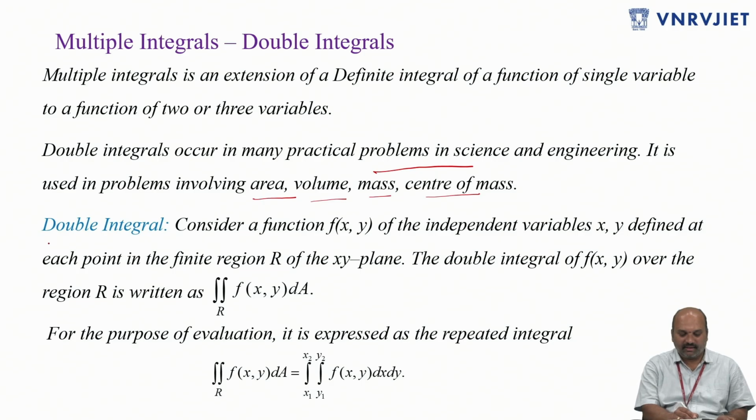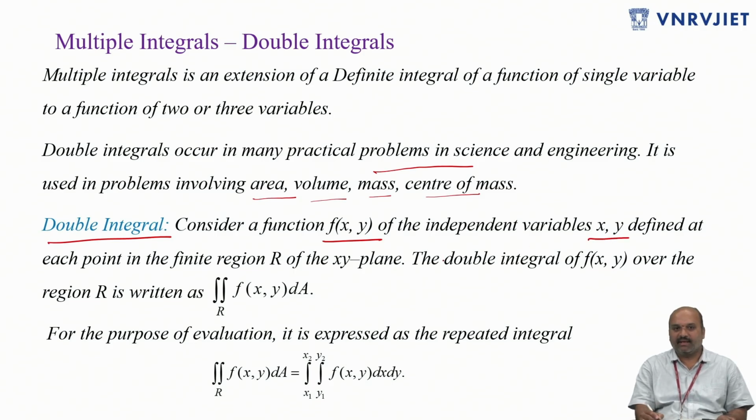See, double integral. Consider a function of 2 variables. F of x comma y is a function of 2 variables which are independent variables x and y, defined at each point in the finite region R of the xy plane. Xy plane means Cartesian plane, complete x-axis, y-axis, 4 quadrants we have. That is xy plane we call. So in xy plane, R is the region where we are considering this function f of x comma y.